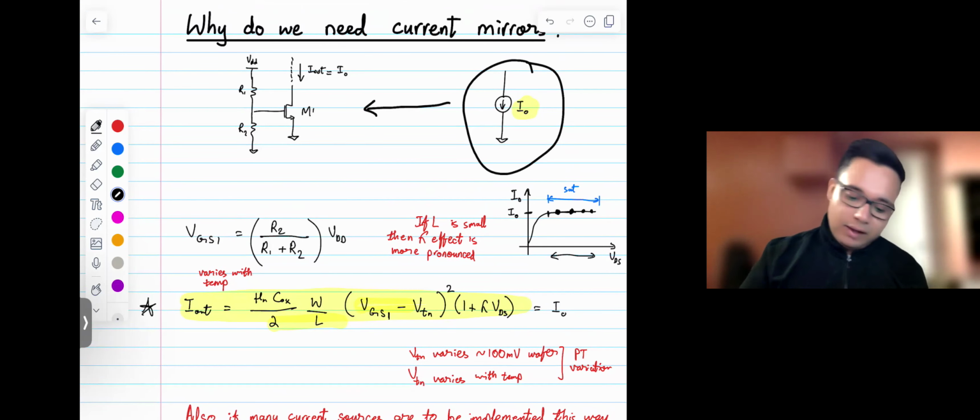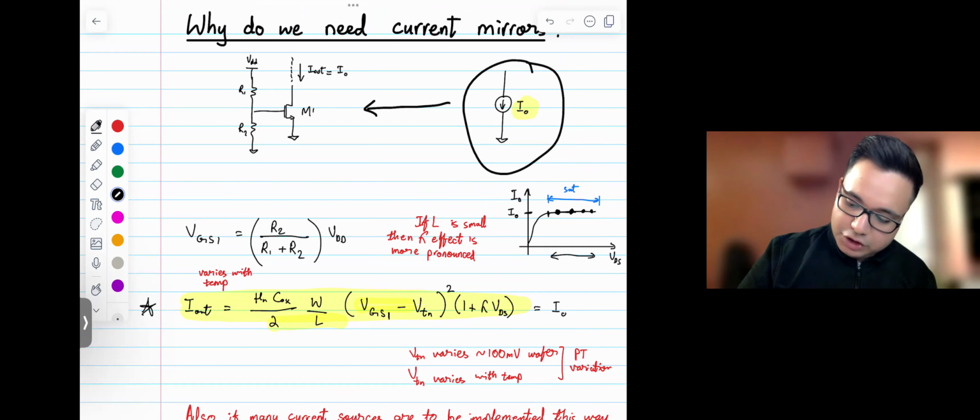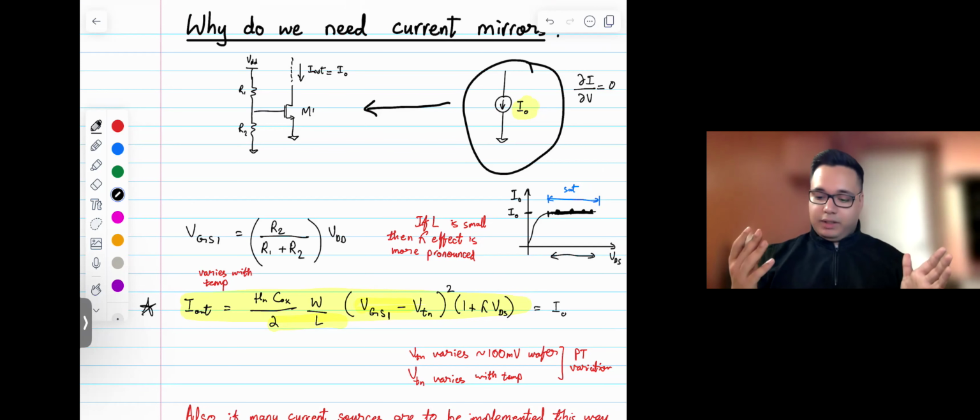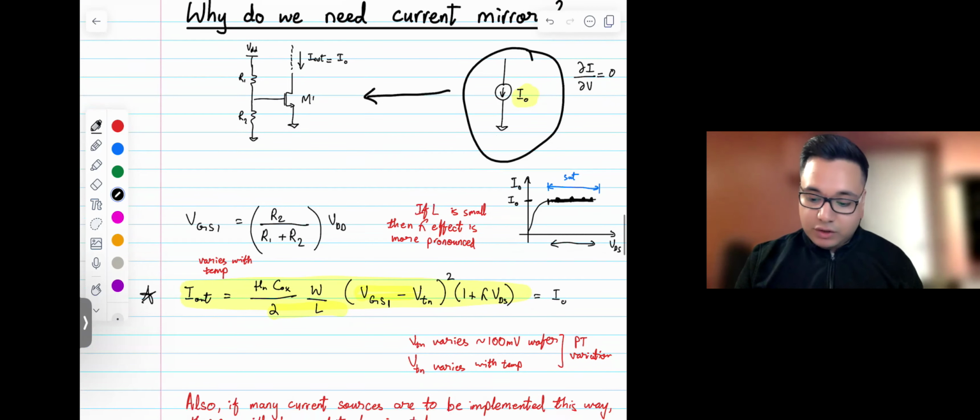So it sounds to me like we have achieved this condition as well. The change in current due to a small change in voltage is zero, because look, I can be anywhere on this line, and my current remains constant regardless of the voltage change across this transistor, right? So that sounds to me like an infinite output resistance. So I've made a circuit that sources I naught current, and the output resistance is infinite. Great. Okay. So are we done yet?